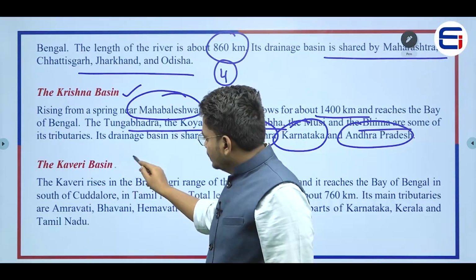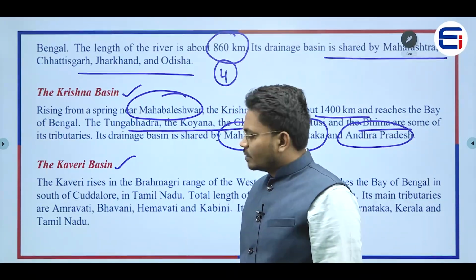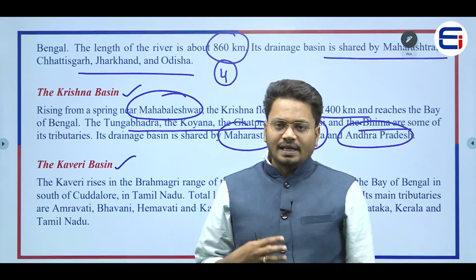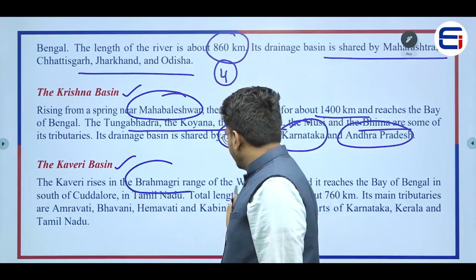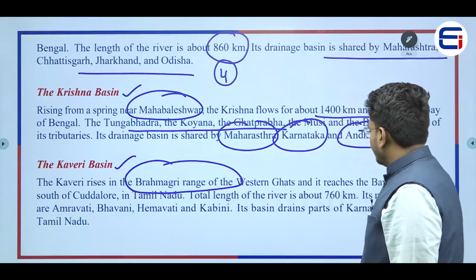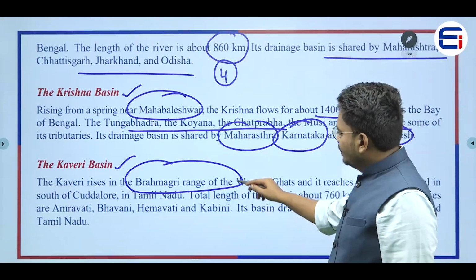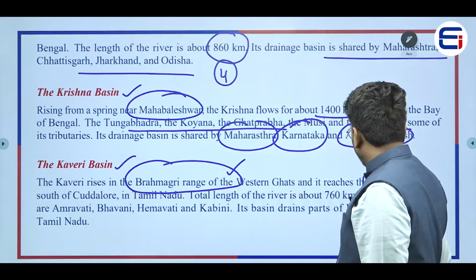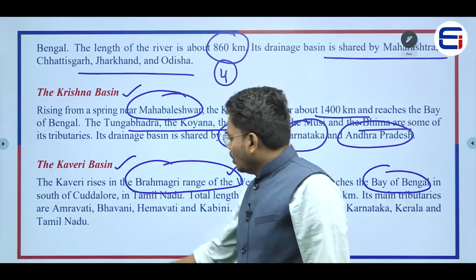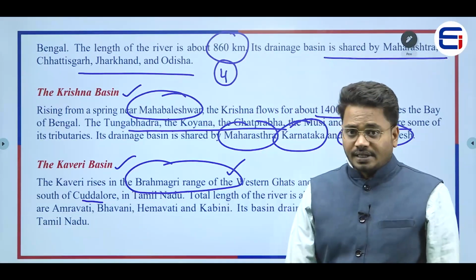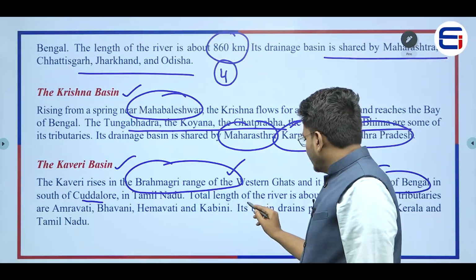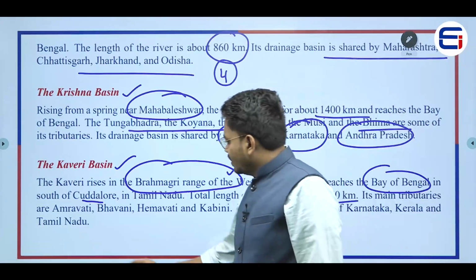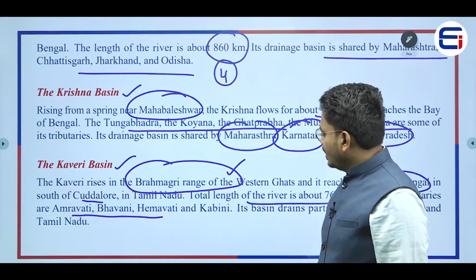Now, the sixth basin is the Kaveri Basin. Obviously, if you see this Kaveri Basin, where does this Kaveri river originate? From Brahmagiri ranges that are present in Western Ghats. And after originating from Brahmagiri ranges, this Kaveri river would be joining the Bay of Bengal in the south of Kadlur district, that is present in Tamil Nadu. And if you see the total length of the river, it is about 760 kilometers, and the main tributaries are Amravati, Bhavani, Hemavati and Kabini.